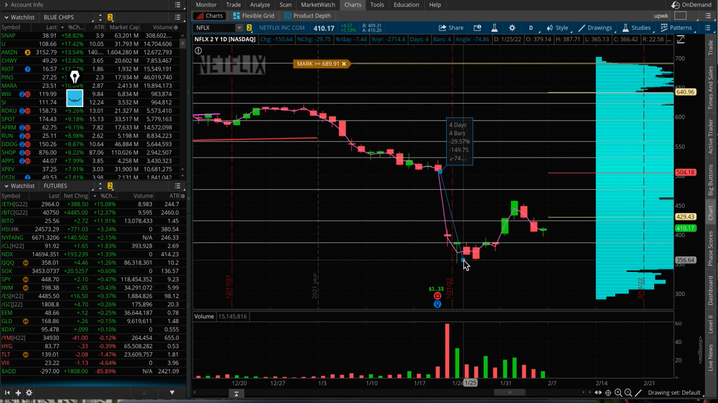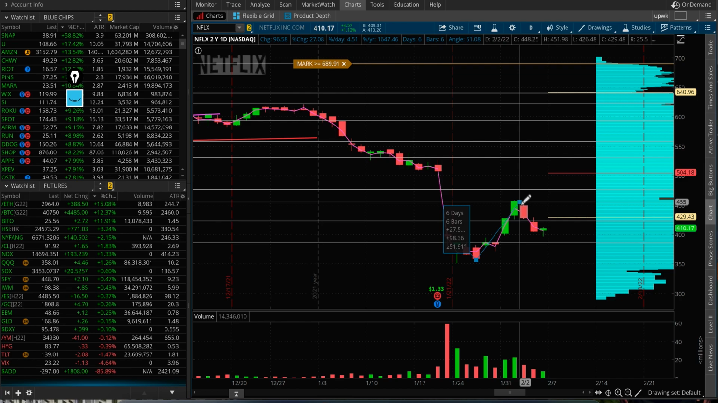From this bottom before earnings, that was a 149 point drop for Netflix. And then it went up about 98 points. So I usually give 50% room. For a stock, it doesn't matter for fundamental reasons why it dropped, especially these large cap stocks, they tend to bounce. They tend to try to recover half of it and then start fading away.